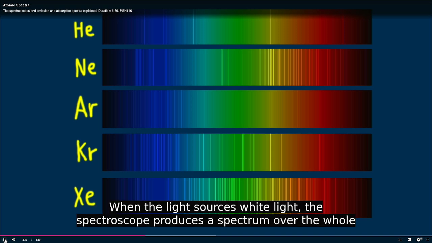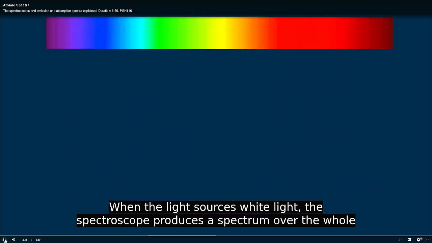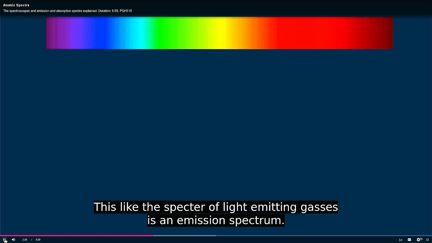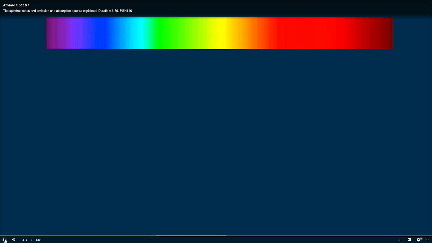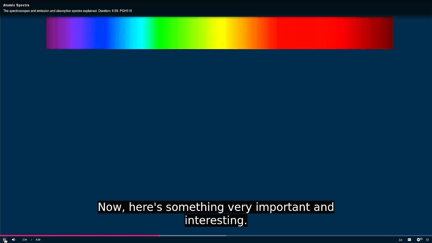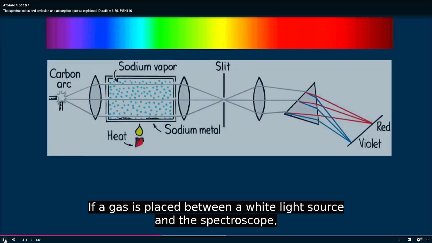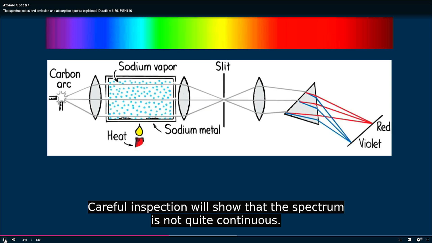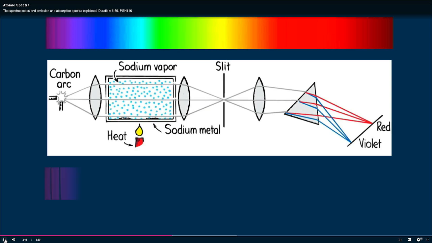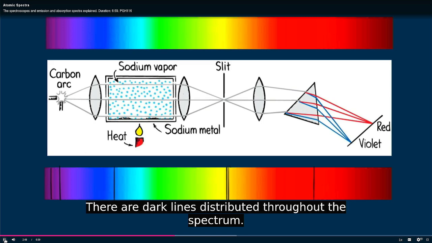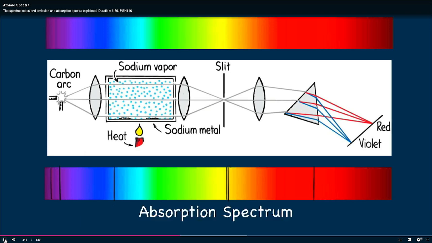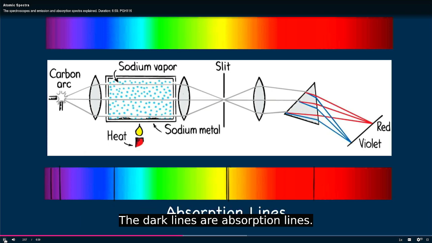When the light source is white light, the spectroscope produces a spectrum over the whole rainbow of colors. This, like the spectra of light-emitting gases, is an emission spectrum. Now here's something very important and interesting. If a gas is placed between a white light source and the spectroscope, we choose sodium vapor here, careful inspection will show that the spectrum is not quite continuous. There are dark lines distributed throughout the spectrum. What we have is called an absorption spectrum. The dark lines are absorption lines.